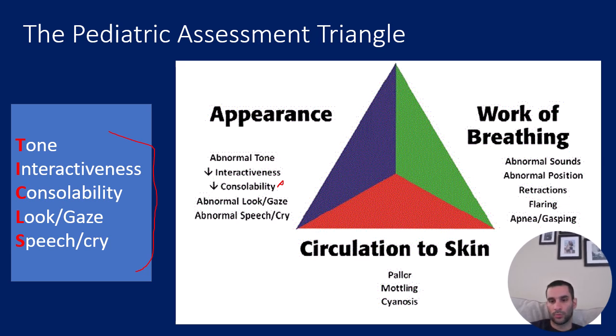Then we're going to look at work of breathing. So are they making abnormal sounds like grunting or stridor? Are they tripoding in an abnormal position? Do you see retractions, which are signs of accessory muscle use or increased work of breathing? Is there flaring of the nose? Or are they not even breathing at all and are apneic? All these are signs of a kid who's in trouble, who's in respiratory distress. And then we'll look at the circulation to the skin, and I'll show you a picture of each of these, but pallor, mottling, and cyanosis.